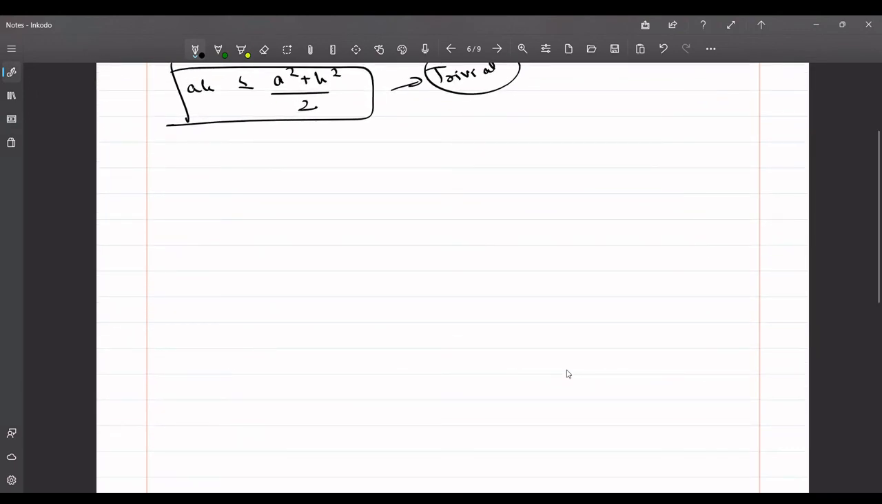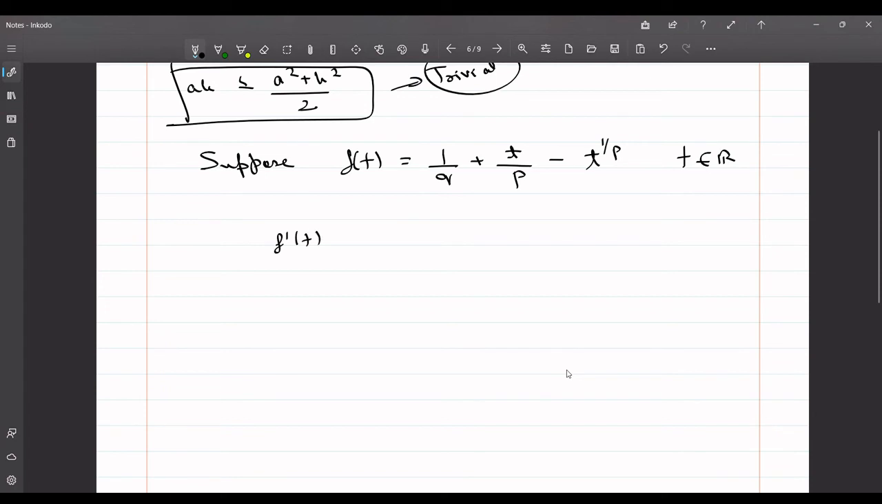We first choose a function. The idea will be elementary calculus, very simple. Suppose we have a function with independent variable t, defined as f(t) = 1 over q plus t over p minus t to the power 1 over p, where t is a real number. Now what will be the first derivative? It is 1 over p minus 1 over p times t to the power 1 over p minus 1.